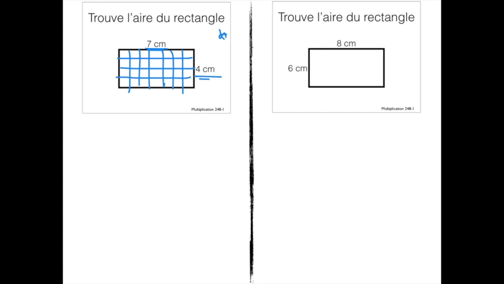Multiplication is a much more efficient way of finding the area of rectangles, especially given the large numbers that students will have to work with in grade 5. So when students are asked to find the area of a rectangle, what they need to do is find the product of its dimensions. So the dimensions here are 4 and 7, so the answer would be 28 centimeter squared.